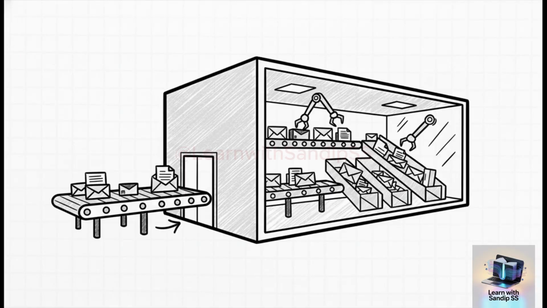Now, to really get a grip on this, let's use an analogy for the rest of our chat. I want you to picture a huge, high-tech mail sorting facility inside of SAP. Every single document you create, every PO, every RFQ is like a package arriving at this facility. And message determination, that's the amazing system of scanners and robotic arms that instantly reads the label on your package and sends it down the right chute to the right destination.